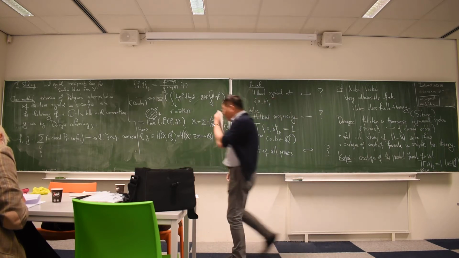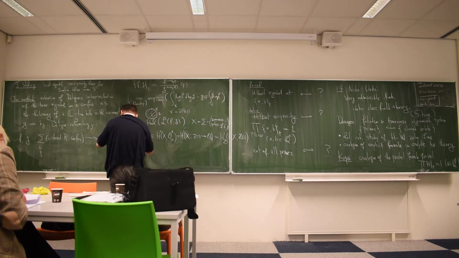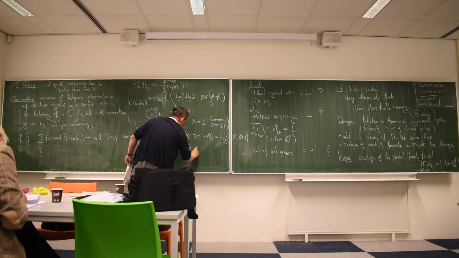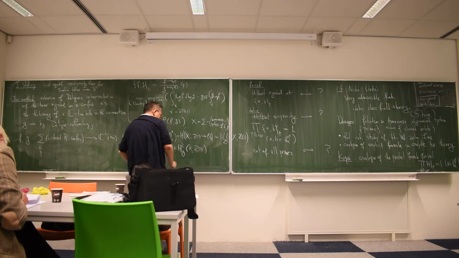Okay. Then we take the cup product. If we take a cup product, f cup g is given by just the cup product of f and g, which is in H2 of the Deligne cohomology of X with coefficients in Z(2). And it is shown.